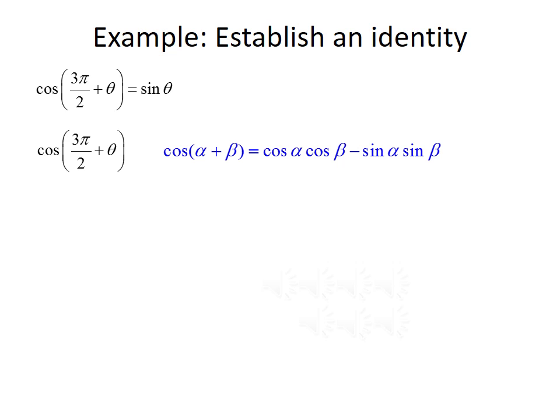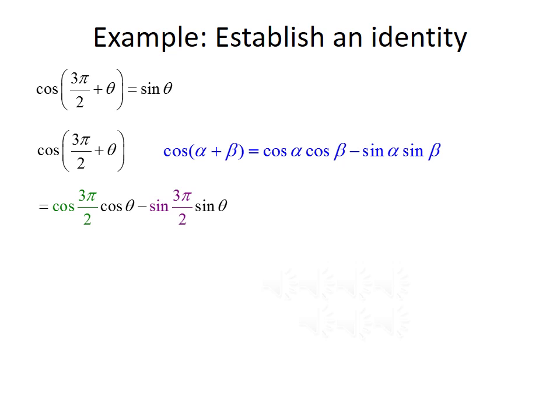We can simplify this using the sum formula for cosine. So cosine of alpha plus beta equals the cosine of alpha times the cosine of beta minus the sine of alpha times the sine of beta. For our problem, alpha will be 3 pi over 2 and beta will just be theta. So if we apply the formula, we can rewrite our problem as the cosine of 3 pi over 2 times the cosine of theta minus the sine of 3 pi over 2 times the sine of theta.